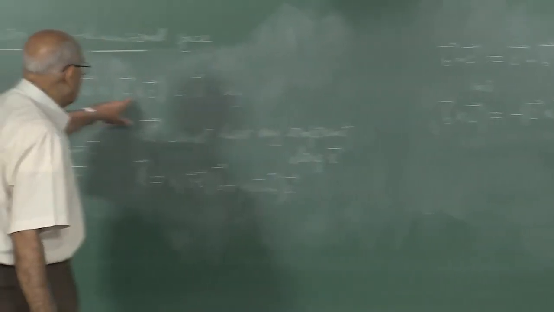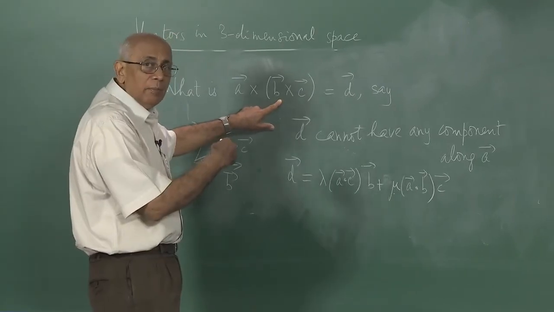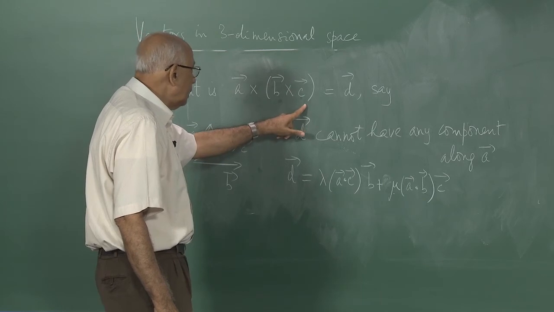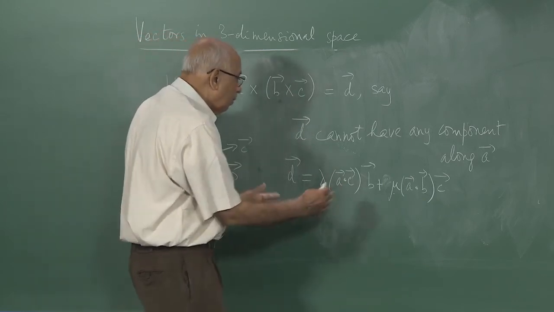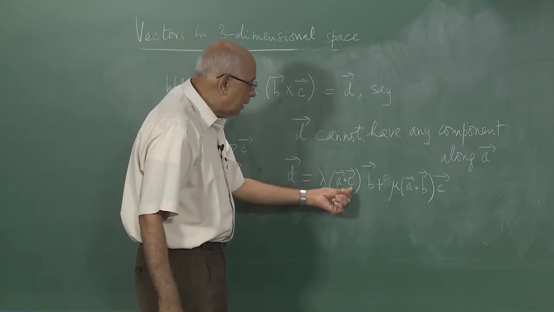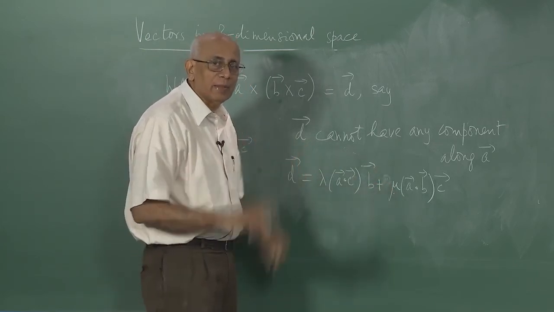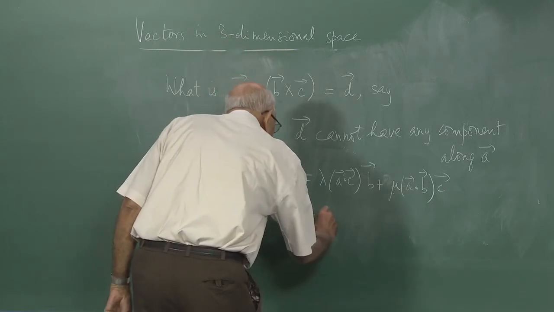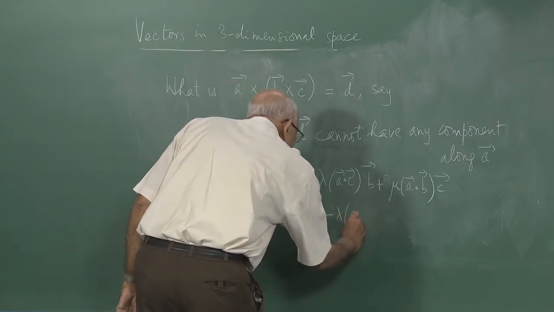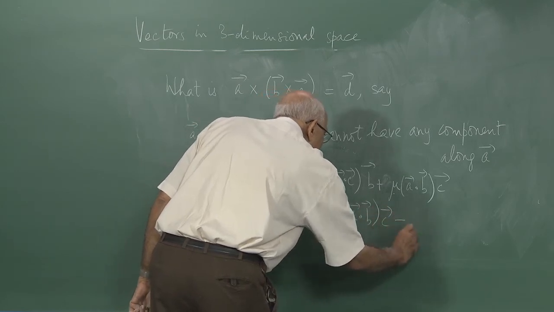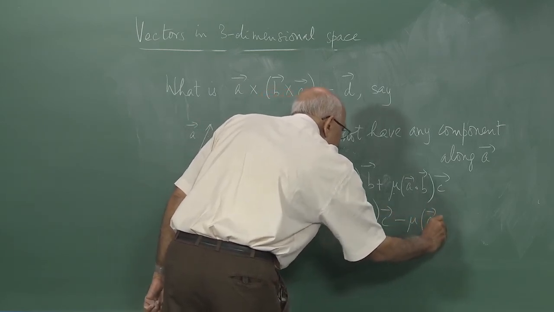We exploit that here, and if I interchange C and B, instead of B I write C, instead of C I write B, then I get exactly the same formula here, but wherever I got C I must write B, wherever I got B I must write C, and put a minus sign. So this must be equal to minus lambda times A dot B times C minus mu times A dot C.